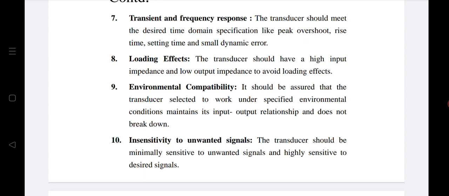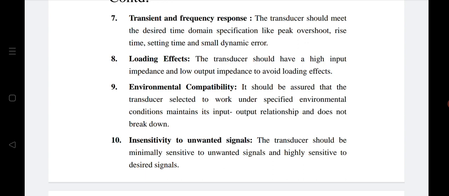Next one is loading effect. The transducer should have a high input impedance and low output impedance to avoid the loading effect. Any transducer should have a high input impedance and low output impedance to avoid the loading effect.